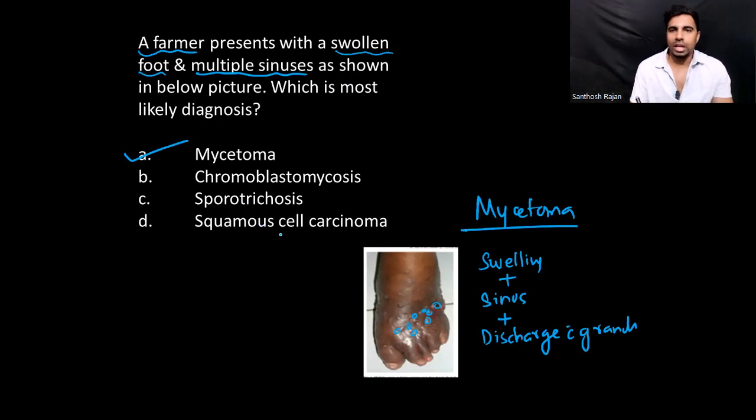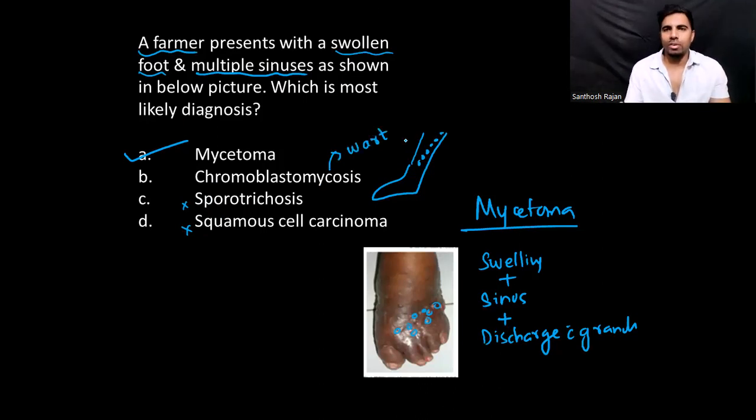Squamous cell carcinoma, not that common with a sinus, so rule it out. In sporotrichosis, what did I say? There is an ulcer, but it will be a row of ulcers along the lymphatic system, either on the leg or along it. So that's not it. In chromoblastomycosis, the lesion is very what? It is very verrucous.